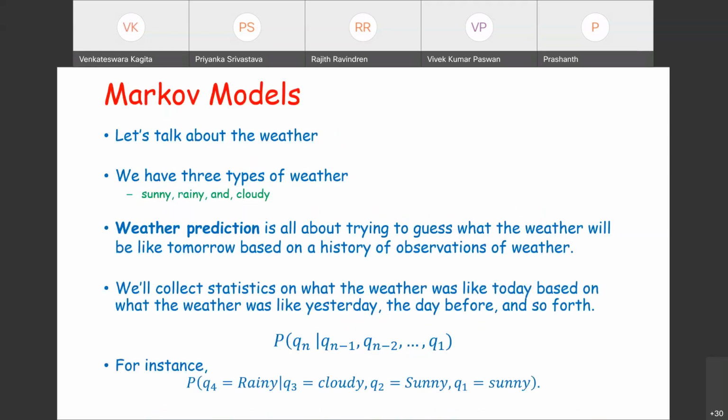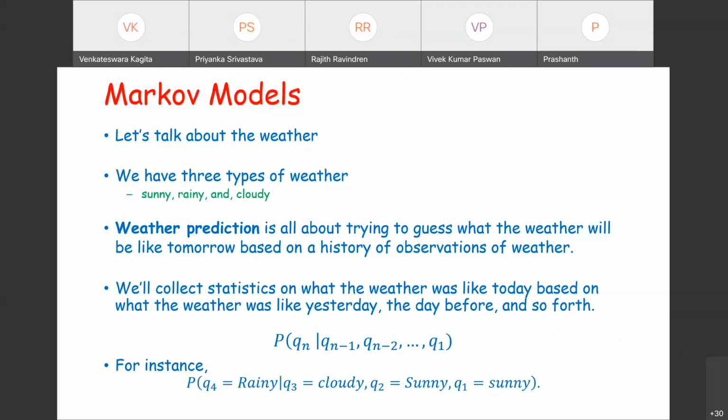So let's talk about the weather. All of you know the weather. Weather can be of a number of types, but we are assuming 3 types: sunny, rainy, and cloudy. Also assume that weather lasts for the whole day. So it cannot be that half of the day is sunny and half is rainy. Though it is possible in real life, we are assuming this for simplicity. Sunny, rainy, and cloudy.